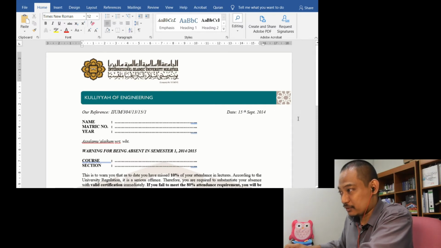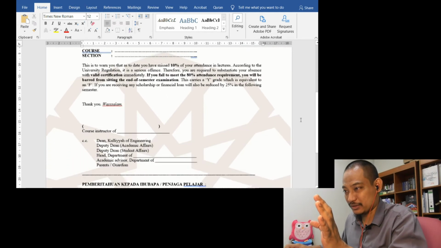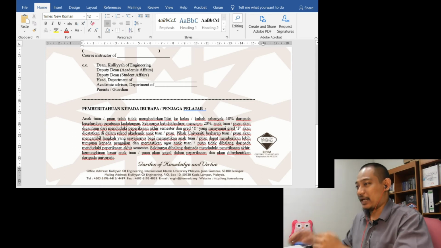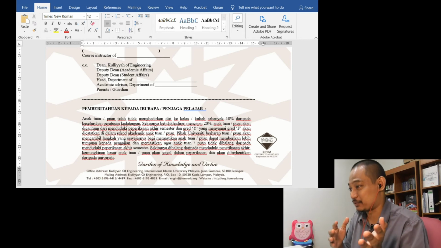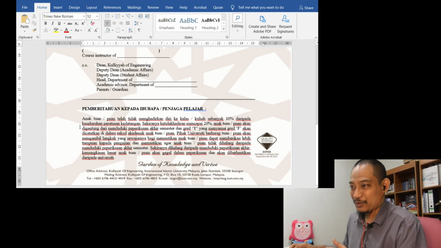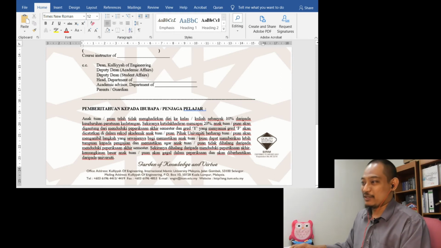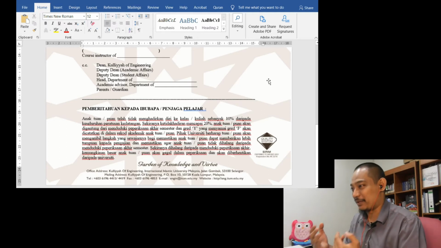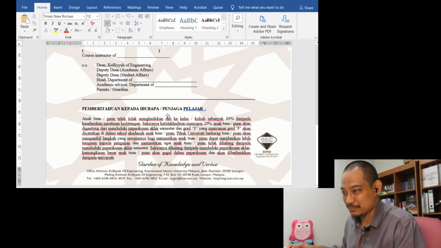Now, not only do you have that, because down here you have this pemberitahuan kepada ibu bapa penjaga. So actually this letter will not only reach you, it will reach your parent as well, right? So your anak tuan puan tidak menghadiri blah blah blah, right? So not only to you, but your parent will know about this as well. I'm not sure if you are an international student, maybe you cannot understand this because this is in Malay.